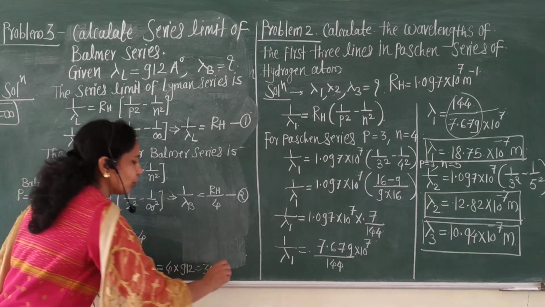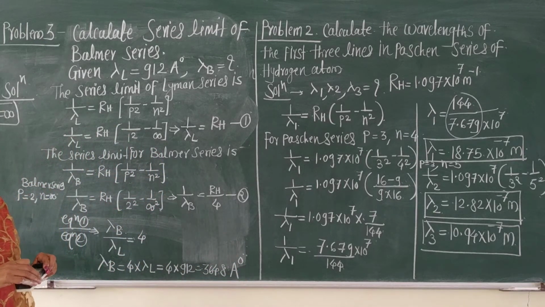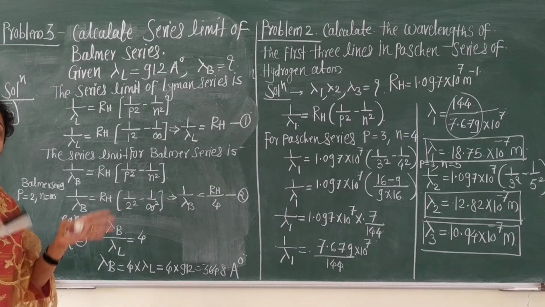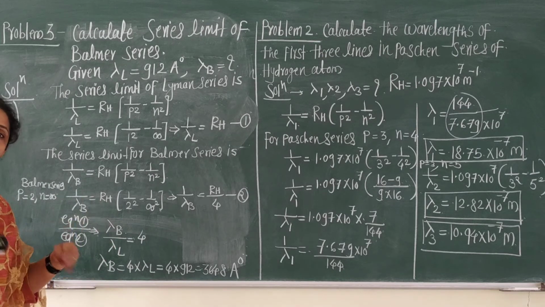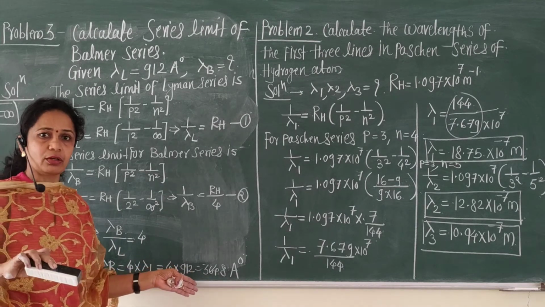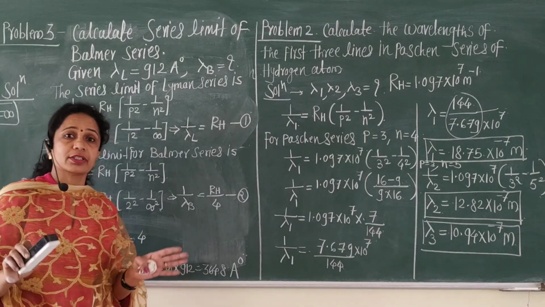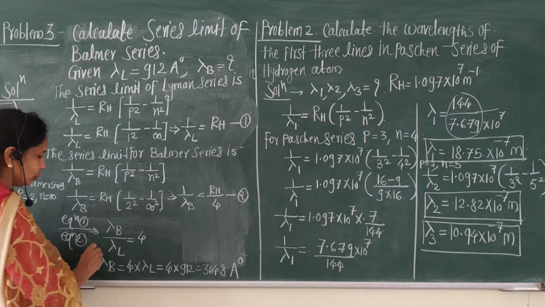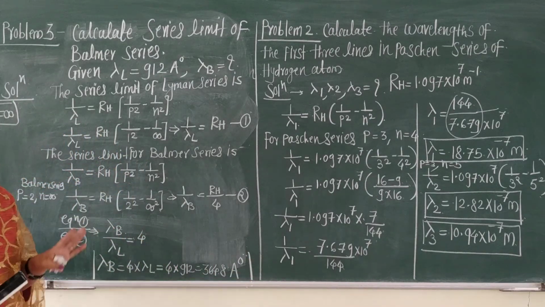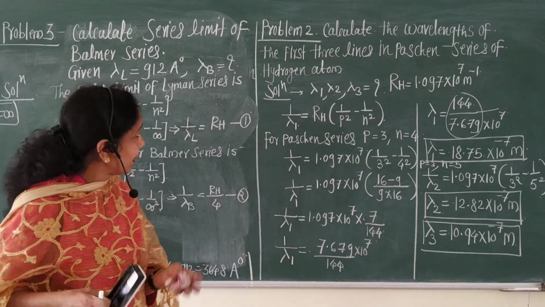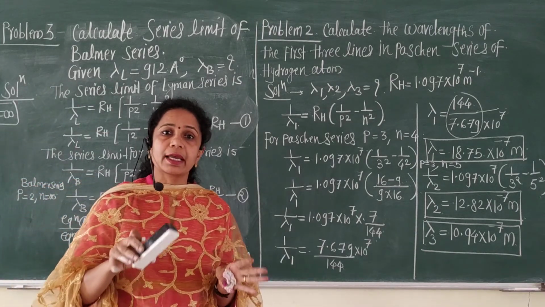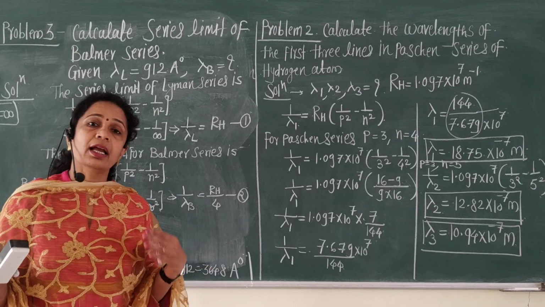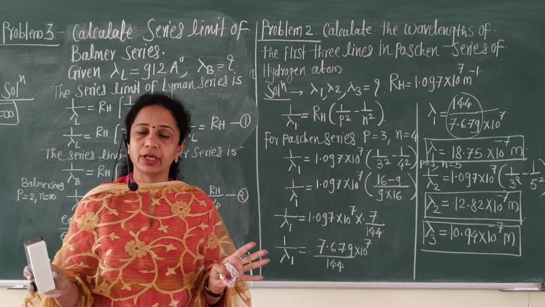Therefore, 3648 Angstrom. Okay, lambda L is given in Angstrom, so it is not necessary to calculate in meter or centimeter, because we have to calculate the same physical quantity. Therefore, not necessary to convert it. Therefore, we get the answer lambda B is equal to 3648 Angstrom. Okay, in this way you can calculate the series limit of any series: Pfund series, Brackett series, Lyman series, and also the Paschen series. Okay, let us stop here.